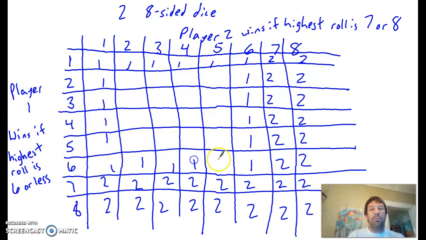So what does that mean? Well, if there are 8 possibilities on each die, 8 times 8 is 64. So there are 64 possible outcomes here. Of those 64, 6 times 6, 36 of them, player 1 wins.